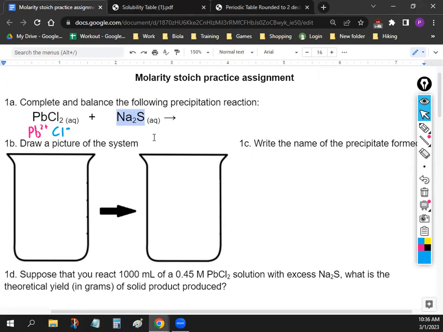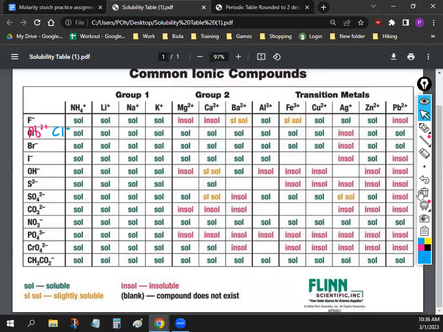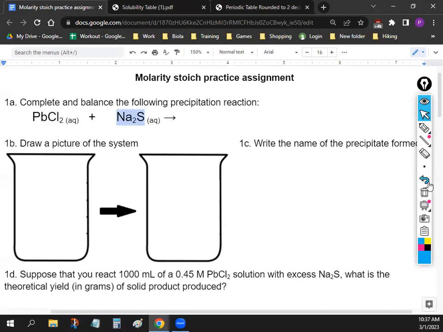We got Na2S. So if we take a look at the solubility table, what's the positive ion that comes out of Na2S? Na. Yeah, Na right here, Na+. And the other one is obviously going to be S, right? 2 minus. Okay, so from this chemical, the two ions that come out are Na+ and S2-. All right. So far, so good?